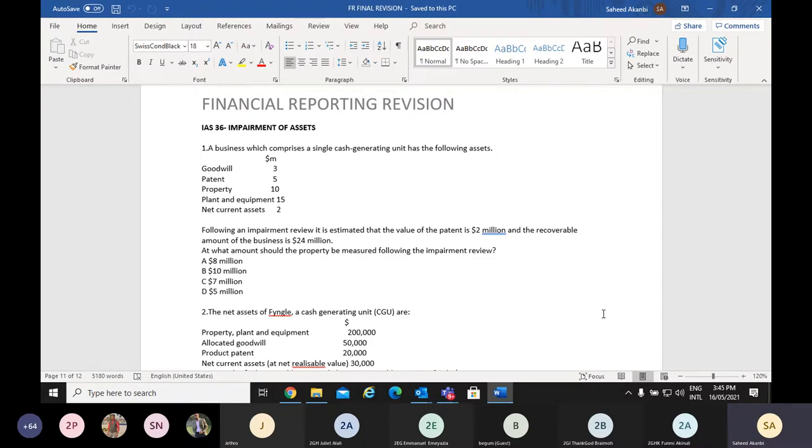I don't know whether you have a question before I proceed. Any question at this junction? Okay, so I can assume I can proceed.